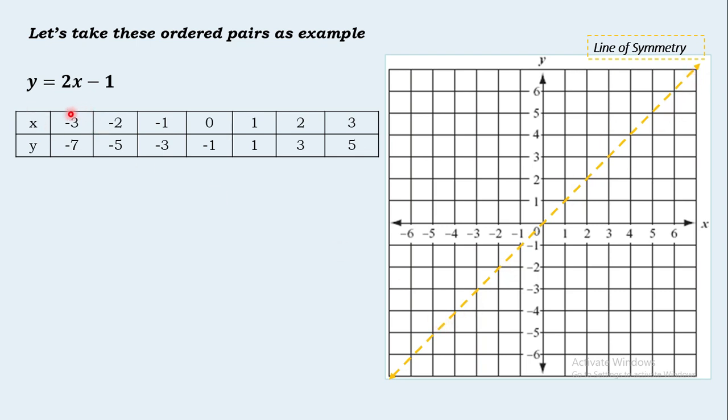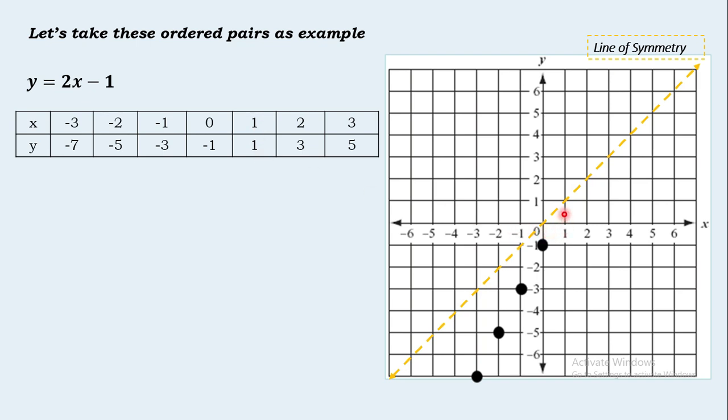Let us start with the first ordered pair, negative 3 and negative 7. This is our first point. Another is negative 2 and negative 5. This is our second point. Next is negative 1 and negative 3. This is our third point. And 0, negative 1. This is our point. Next is 1 and 1.